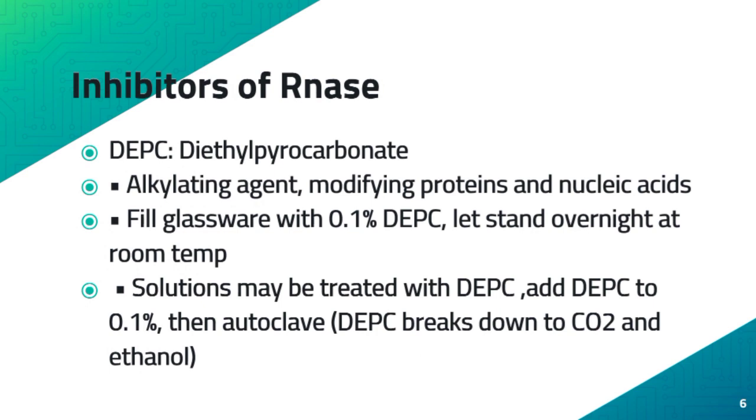Now, let us discuss the inhibitors of RNase. DEPC, otherwise diethyl pyrocarbonate, is mainly used for the inhibition of RNase. It is also an alkylating agent, modifying proteins and nucleic acids. First, we need to fill the glassware with 0.1% DEPC and let it stand overnight at room temperature. For solutions, we may treat them with DEPC, adding DEPC to 0.1% concentration, and then we need to autoclave it. Then the DEPC will break down into carbon dioxide and ethanol.